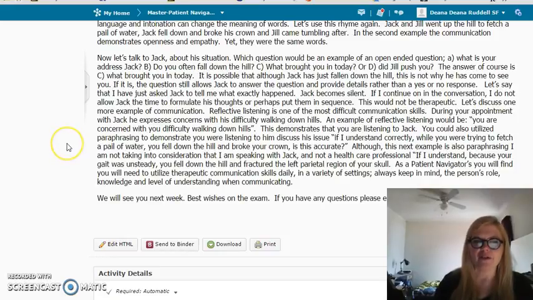As patient navigators, you will find you need to utilize therapeutic communication skills daily in a variety of settings. Always keep in mind the person's role, knowledge, and level of understanding when communicating.